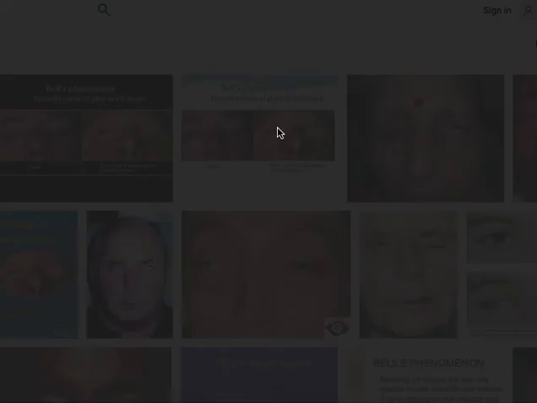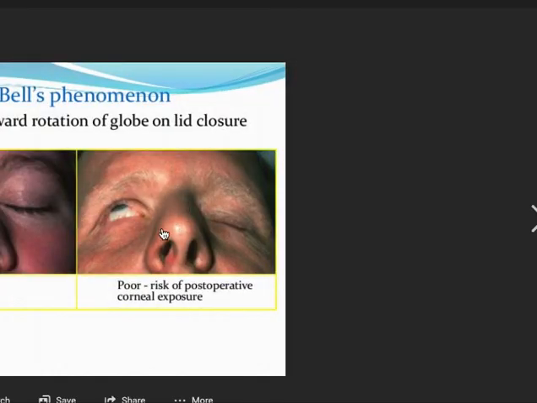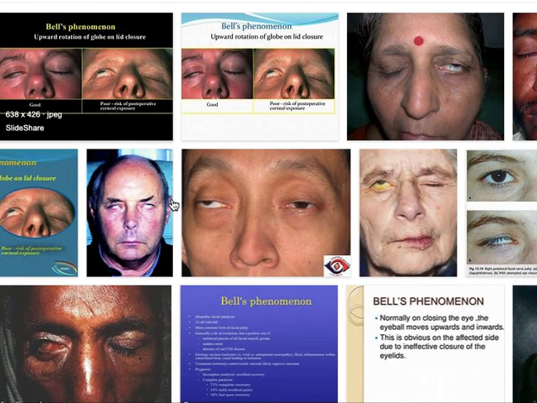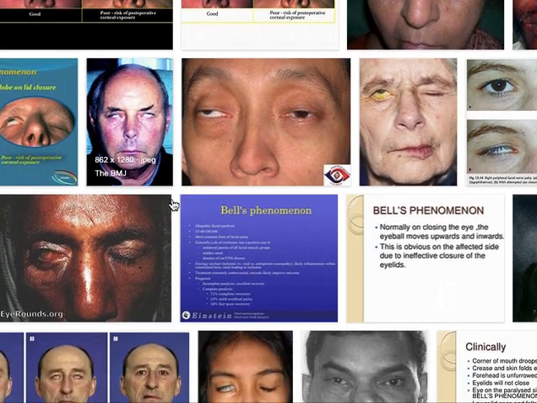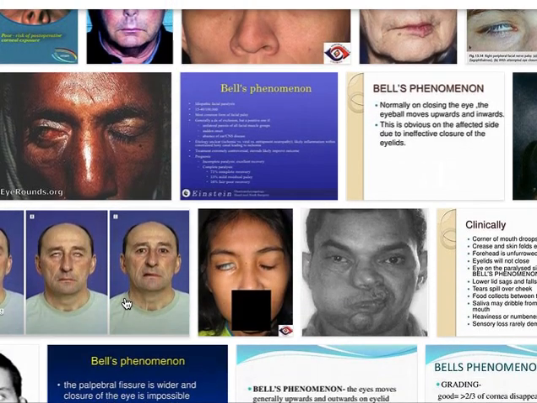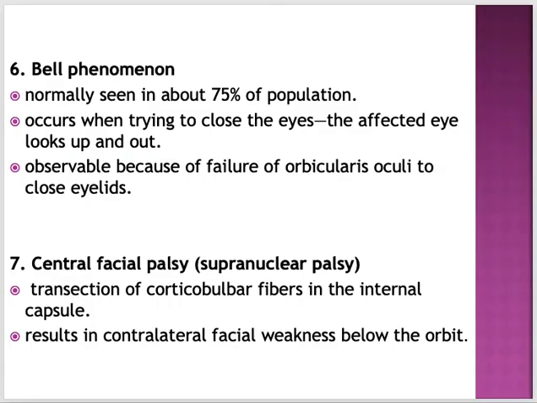See, this one, very nice. A person, when we ask them to close the lid, this one he closed, but this lid cannot be closed, so see the eye looking up. Or for example, when you ask someone to look up, what will happen? See, this one, his eyes go up. This is called Bell's phenomenon, right? A very easy concept, right?